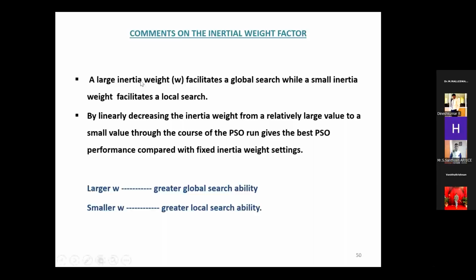Now we will make certain comments on the inertial weight factor, because this is one of the parameters we have exclusively in PSO.